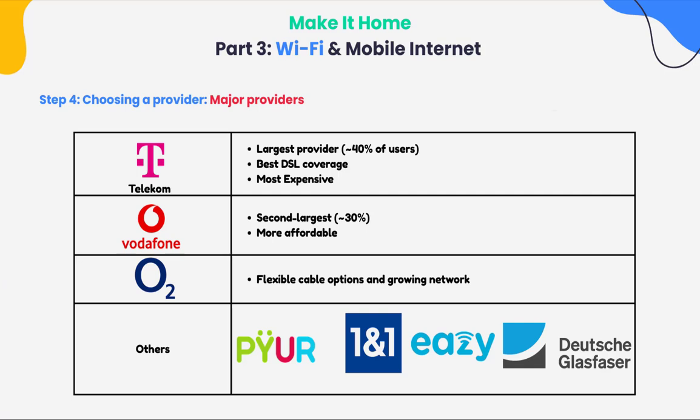Don't forget about other providers. Depending on your region, you might find Pure, 1&1, Easy, or Deutsche Glasfaser. Our recommendation: if you can afford it, Telekom is a solid choice because of its coverage and stability, though it's pricier. If you're looking for something more budget-friendly, check out Pure or 1&1. They performed well in our tests.